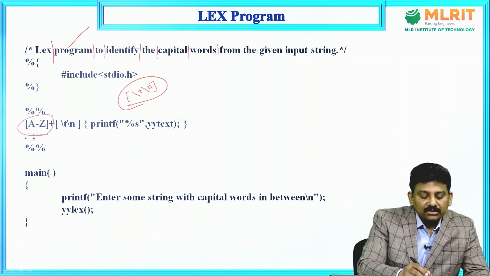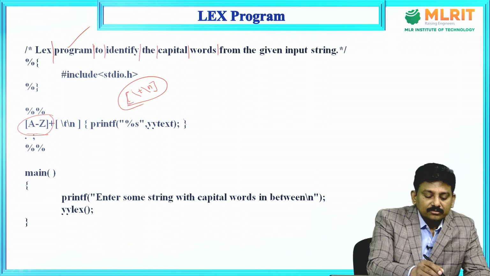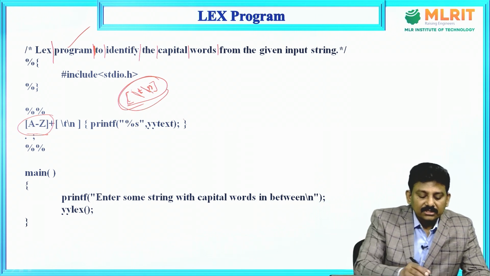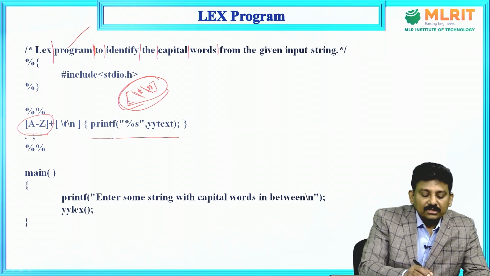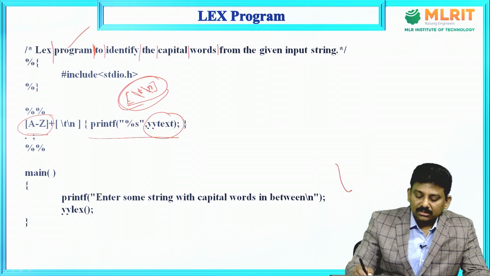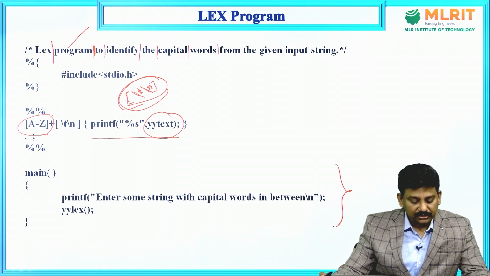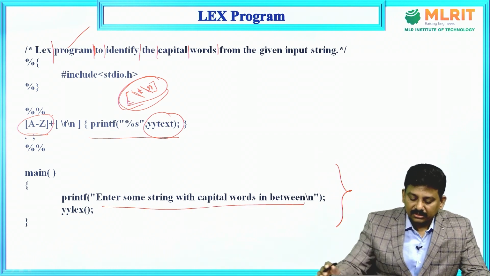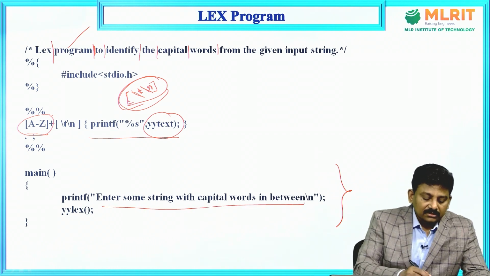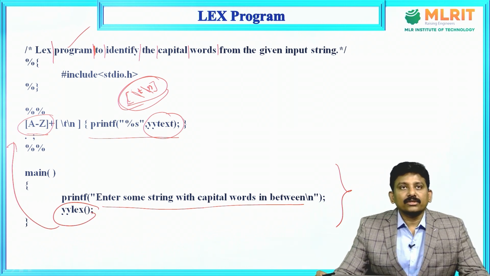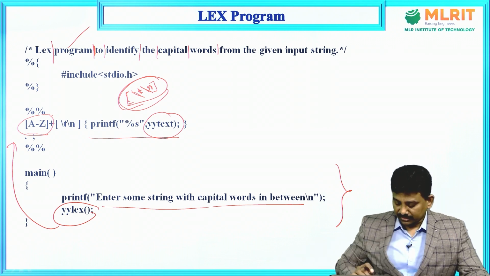So, words are identified by space; between the words there is a space or tab space or new line. This is the pattern to recognize the words so that we can print that word. That word is available in the yytext function. As usual, the third section will contain procedure functions, auxiliary functions. First, enter some string with capital words in between. This yylex will pass the input to the rule section. This is the program to identify the capital words from the given input string.